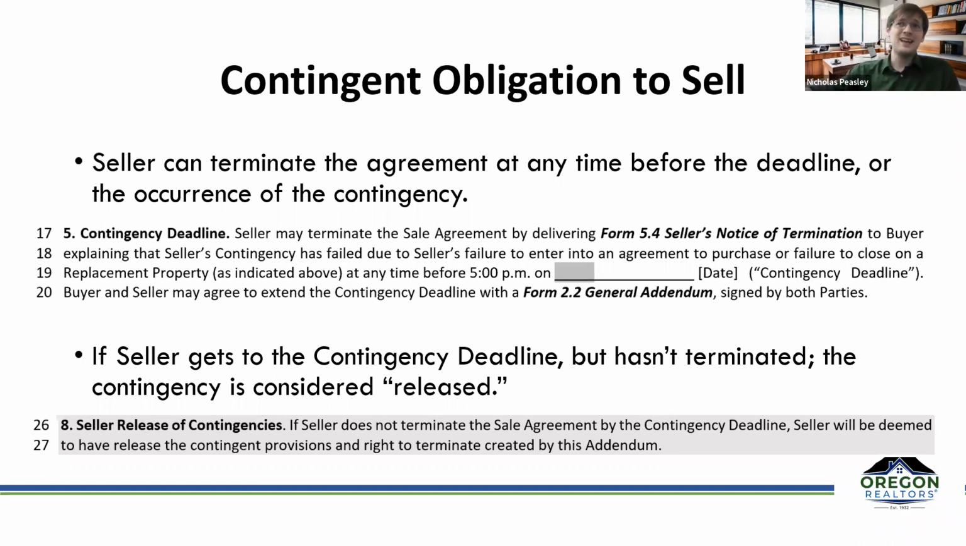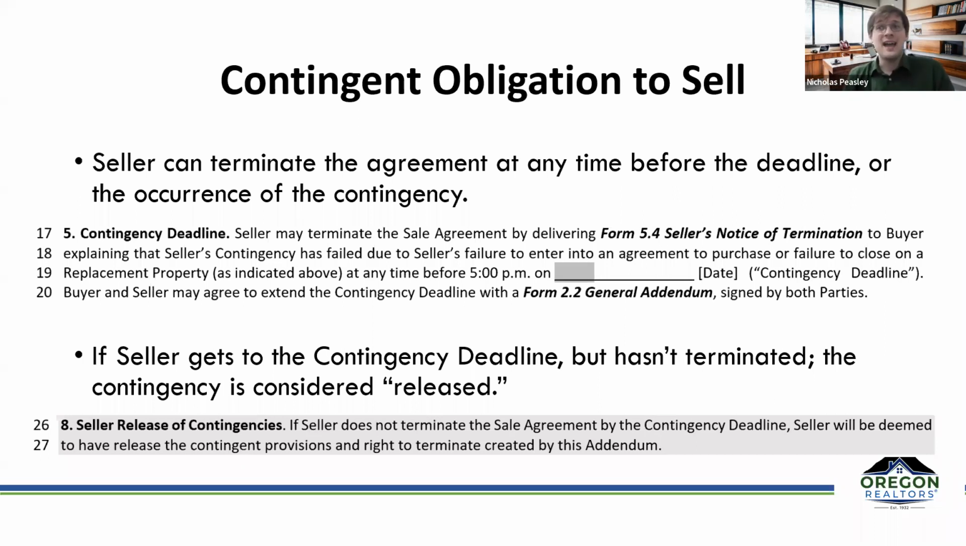The contingency deadline in the contingent obligation to sell: the seller may terminate the sales agreement by delivering a seller's notice of termination to the buyer, explaining that their contingency failed due to the seller's failure to enter into an agreement to purchase or failure to close on a replacement property, as indicated above. We'll get to the indications.